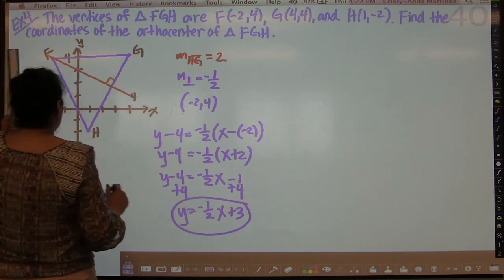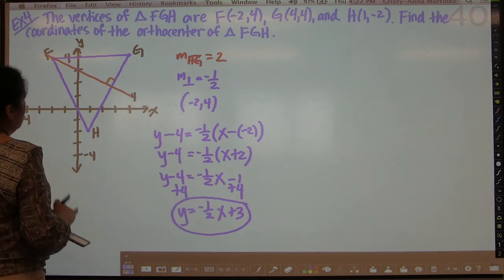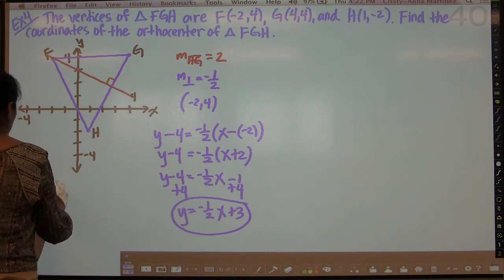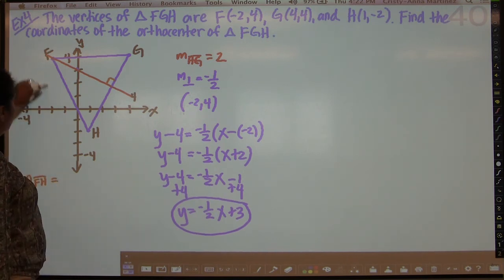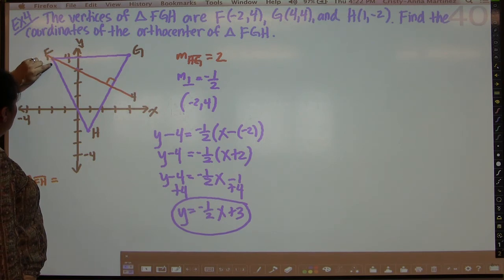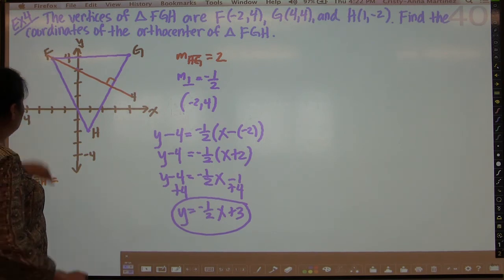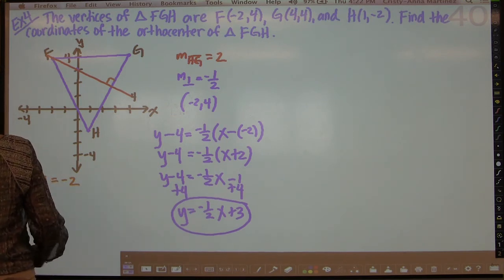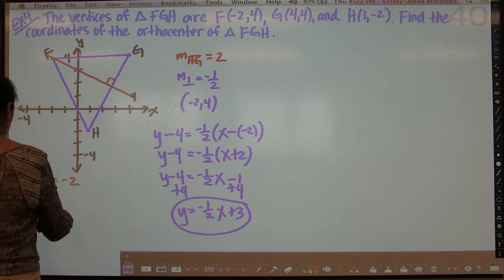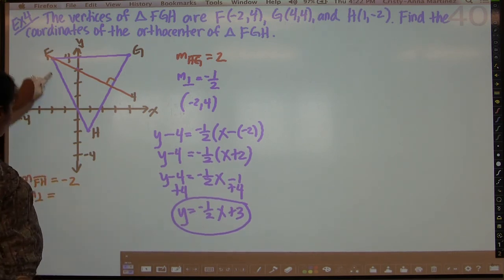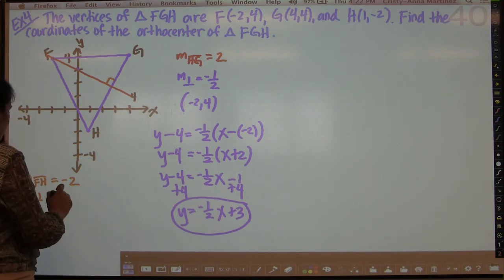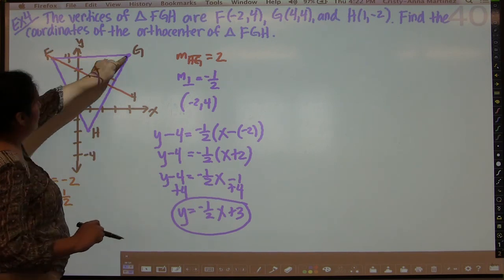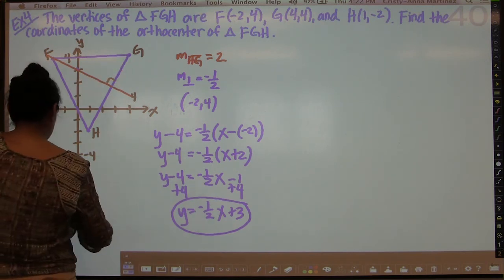So this time, I want the slope of FH. And again, you can use the slope formula, or you can just count. This looks like it's going to go down 2 over 1. Looks like it's -2. And then I want the perpendicular slope. And if this slope is -2, I'm going to flip it over and make it opposite sign. So it'll be +1/2. That's my slope. And the point that I'm going to be using is point G, which is (4, 4).